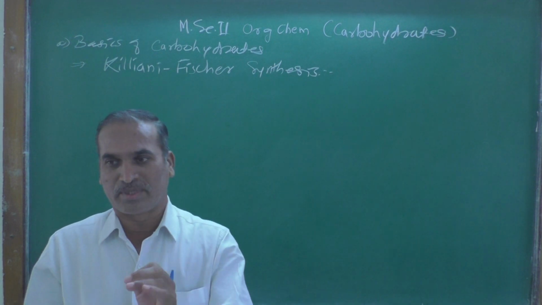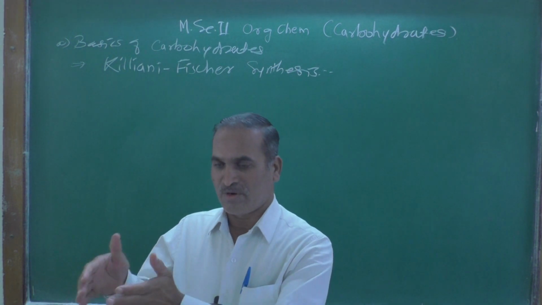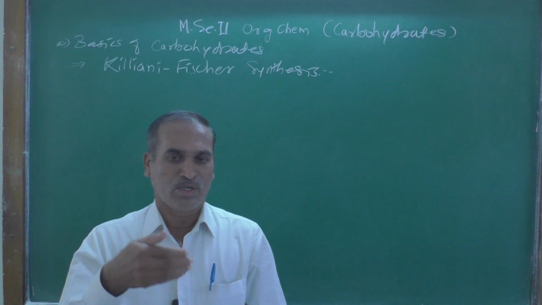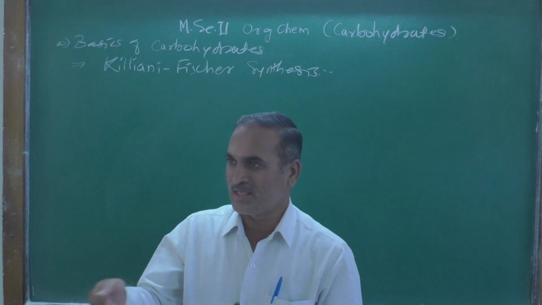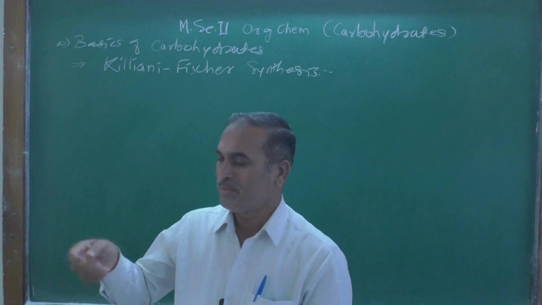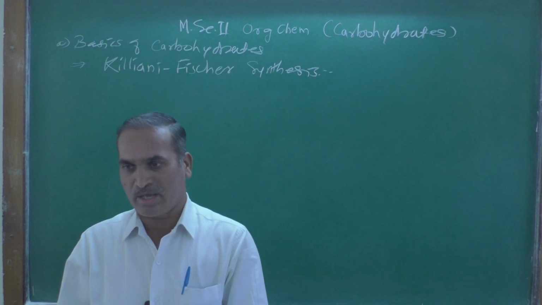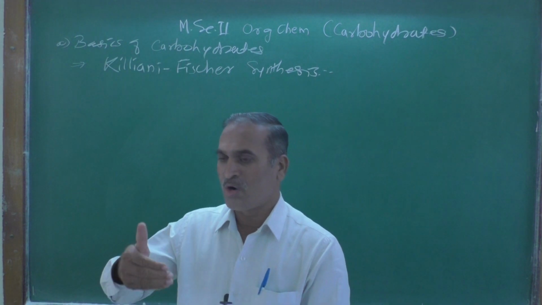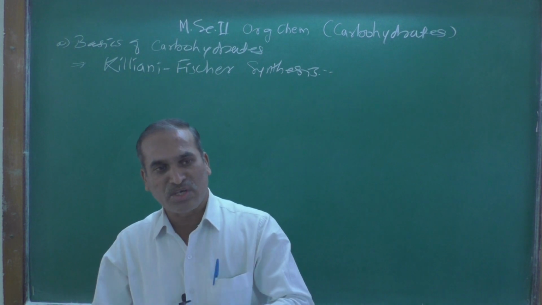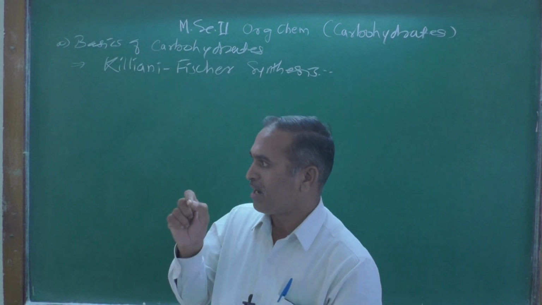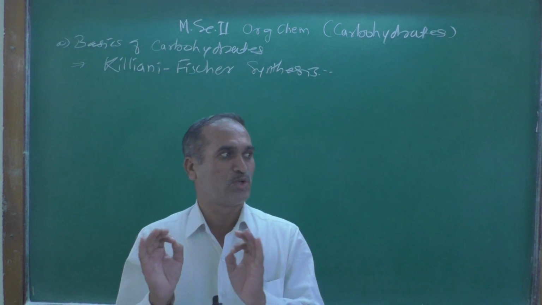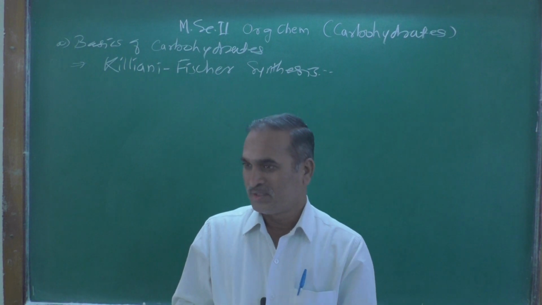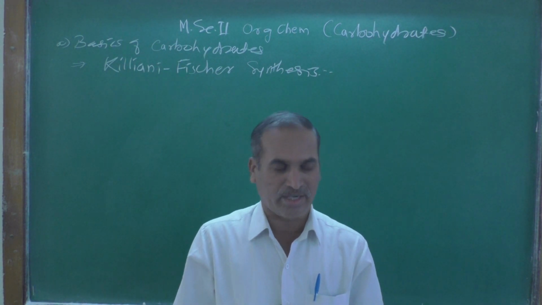This is one of the excellent methods for the synthesis of carbohydrates. Starting from a lower carbohydrate, we can synthesize the higher one, which means in every step we can increase one carbon atom. How is one carbon atom added to get the higher carbohydrates? As we know, polyhydroxy aldehydes or ketones are known as carbohydrates.